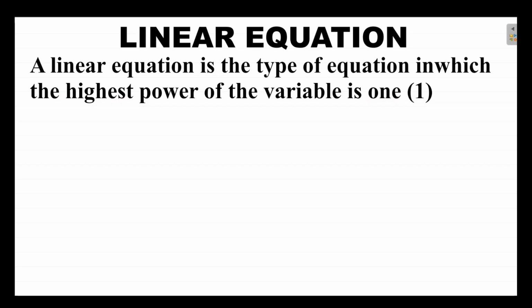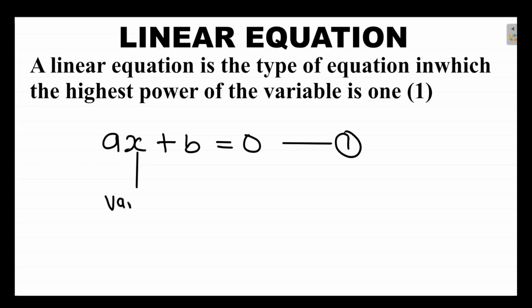A linear equation is a type of equation in which the highest power of the variable is 1. The general form of a linear equation is given as ax plus b equal to 0. If we name this equation 1, from equation 1, a linear equation consists of a variable, which here is x.